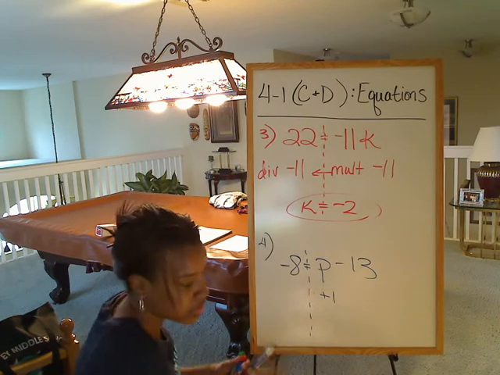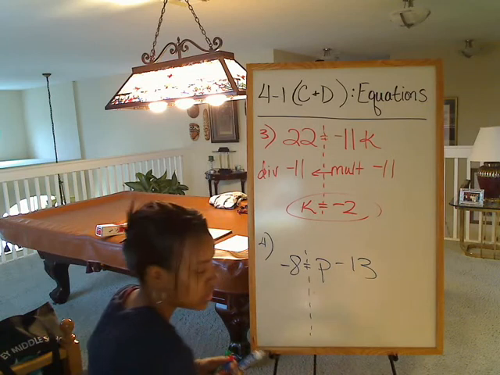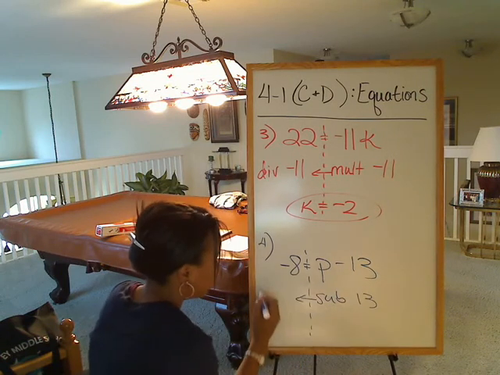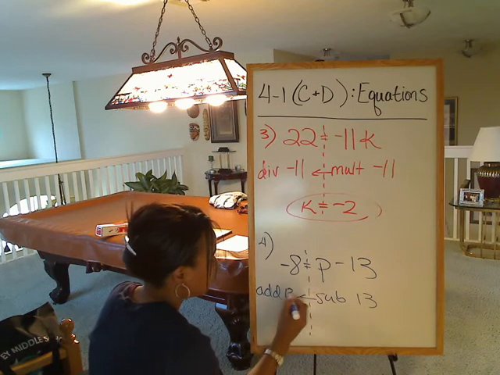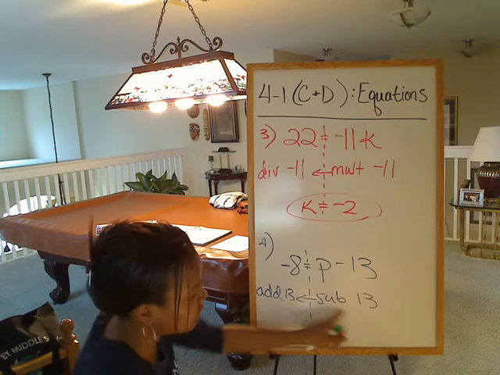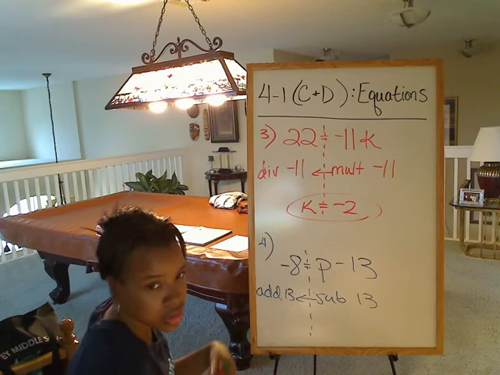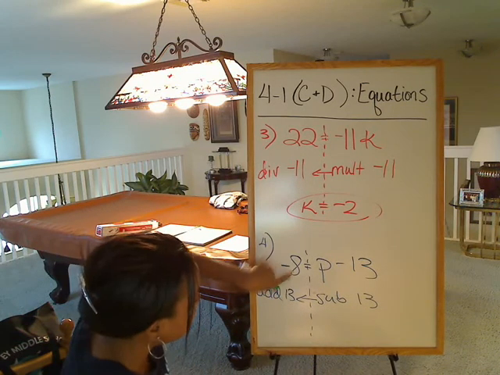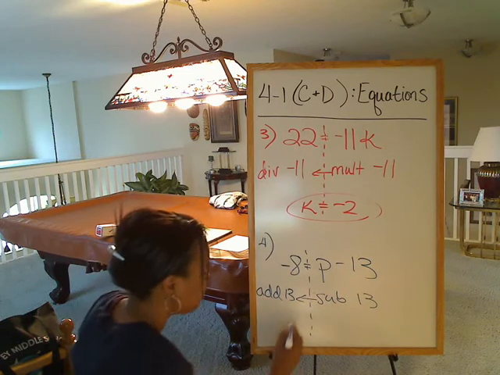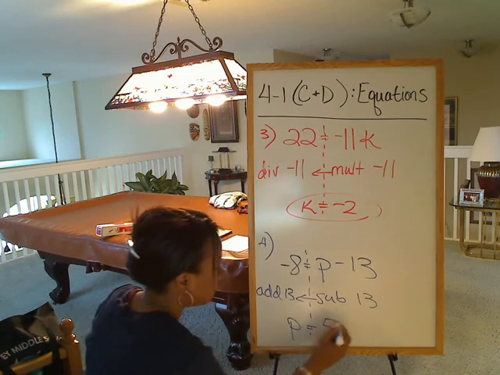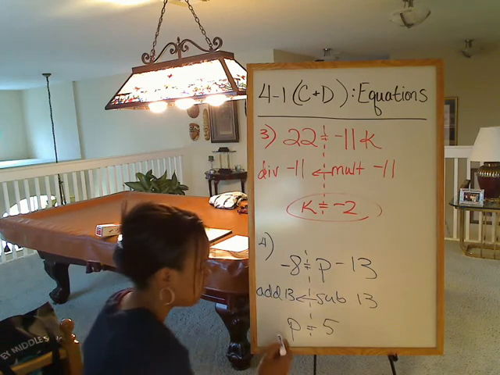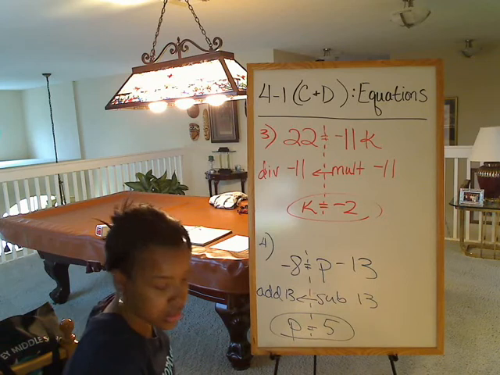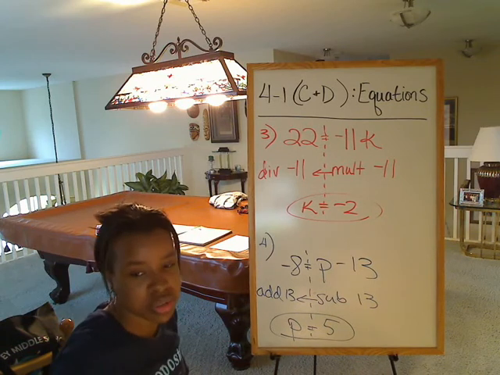I'm sorry, moving too fast. They subtracted 13, so I'm going to add 13 on the other side. So it's like you're balancing out the equation. So negative 8 plus 13, P is going to equal 5. That's negative 8 plus 13. Okay? And I think that's pretty much it. Now let's go on to two-step equations.